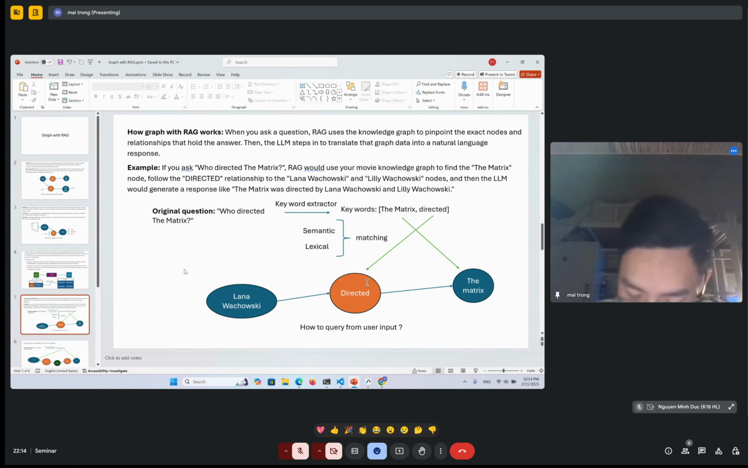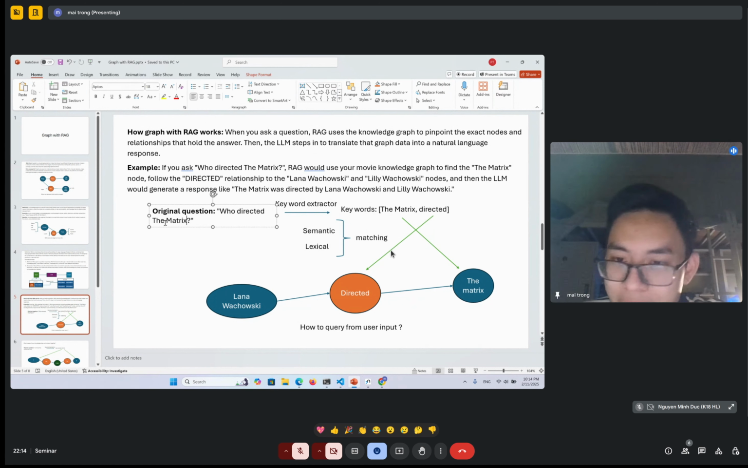To query the information the graph way is a little bit more specific. So you still have the user query. But the first step is they extract the keywords. For example, the movie, director: this is the entity, this is the action, or sometimes we call it the relationship. And when we have the keywords, what we're gonna do is match the keywords with the nodes and the relationships in the database.